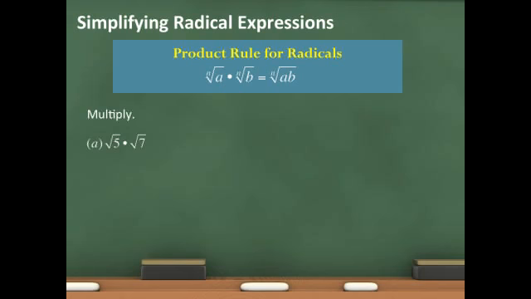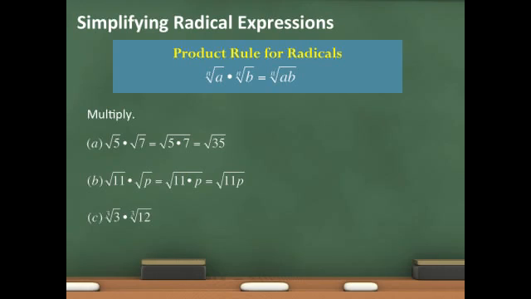In part A, we are given the square root of 5 times the square root of 7. Using the product rule for radicals, we can rewrite this problem as the square root of 5 times 7, which equals the square root of 35. In part B, we are given the square root of 11 times the square root of p. Using the product rule again, we can rewrite this problem as the square root of 11 times p, which will equal the square root of 11p.